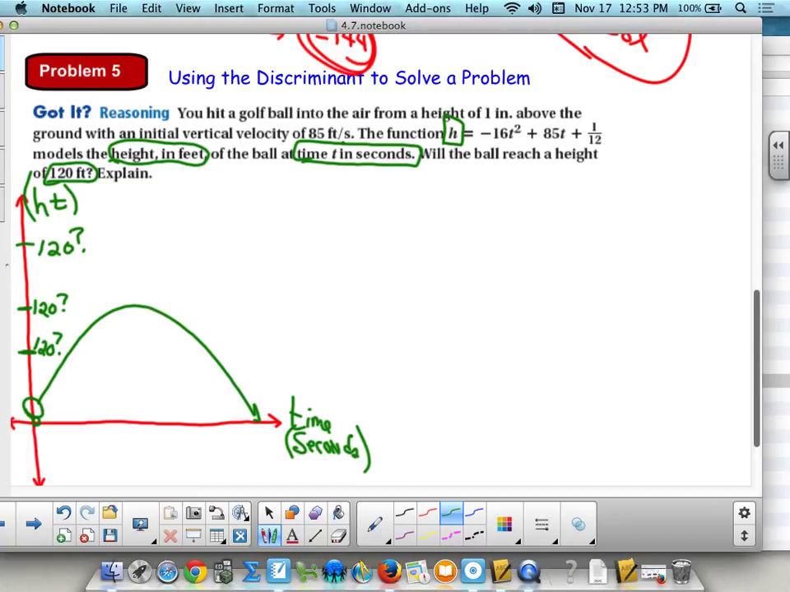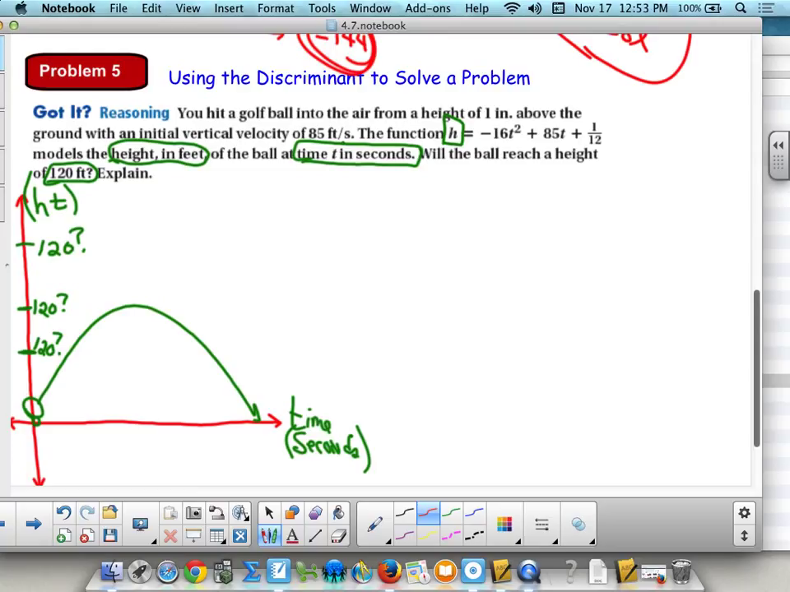How would you ever know if the ball can get to 120? Put 120 in for H. Then what? I don't know. Subtract it and get it on the other side. Okay. Then you do the whatever it's called.